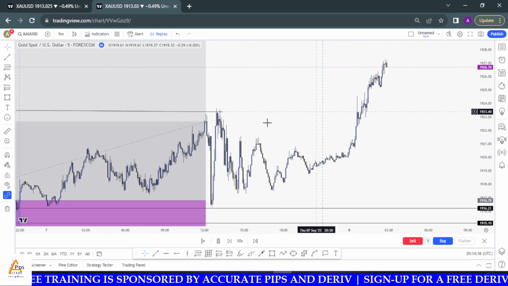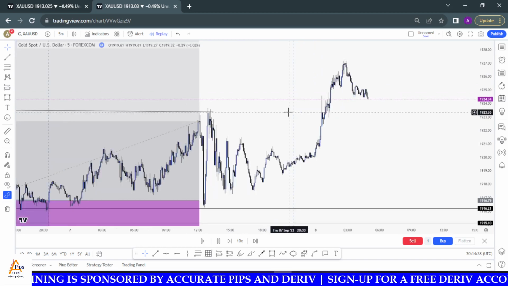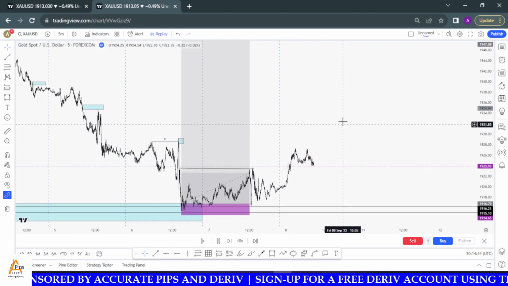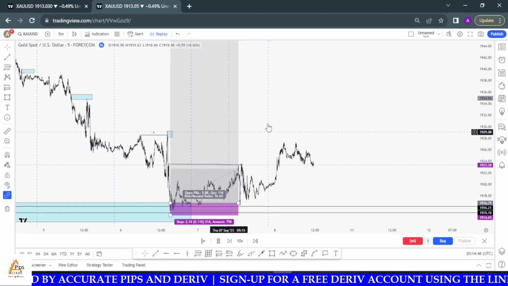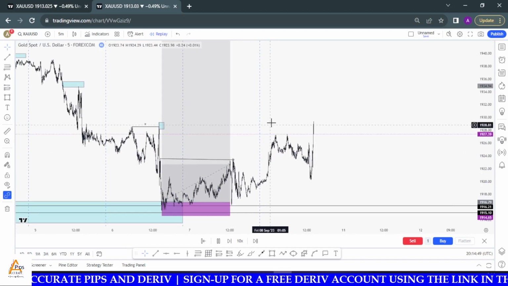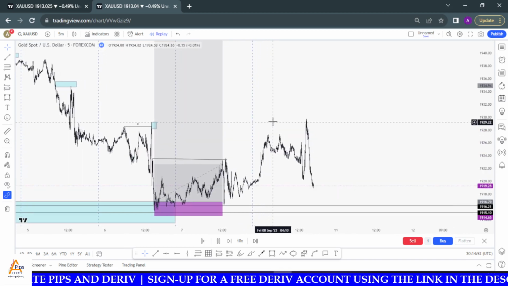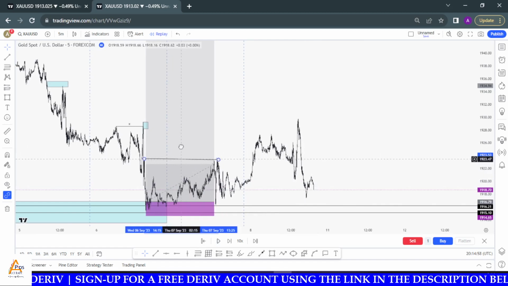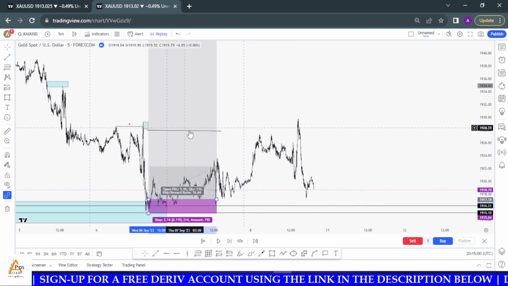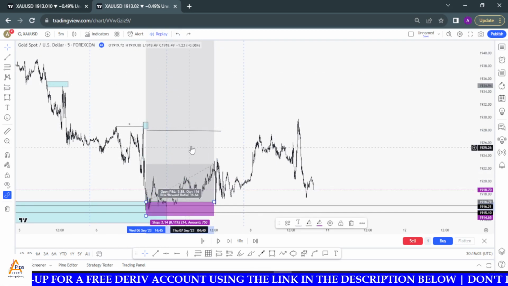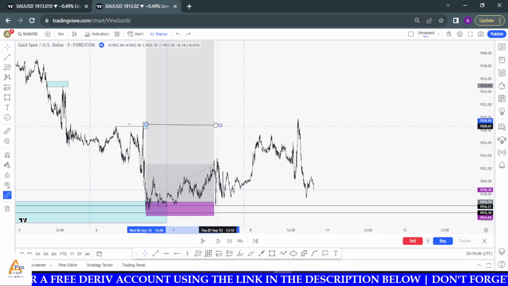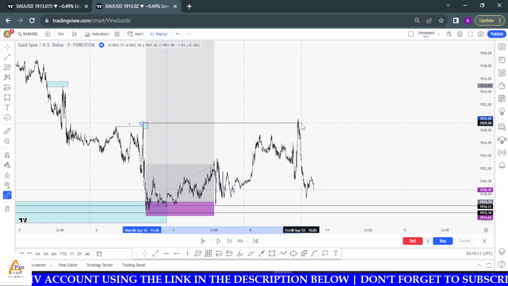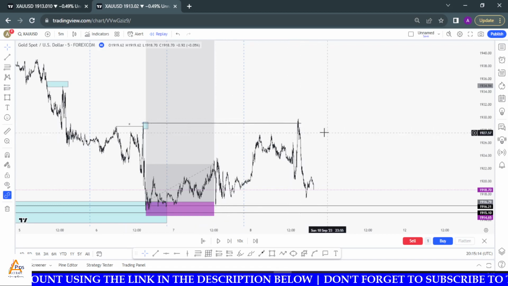All right, so we went above this. Good. Now let's see, do we get to our major partial? Yeah, so here we got to our major partial, where we can take major partial. Where we can take our major partial is here. And you can see price got to that zone, and you see how price reacted there.